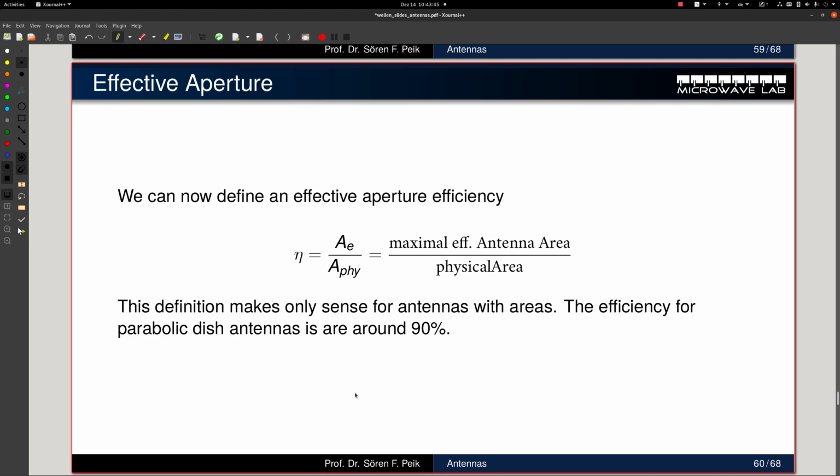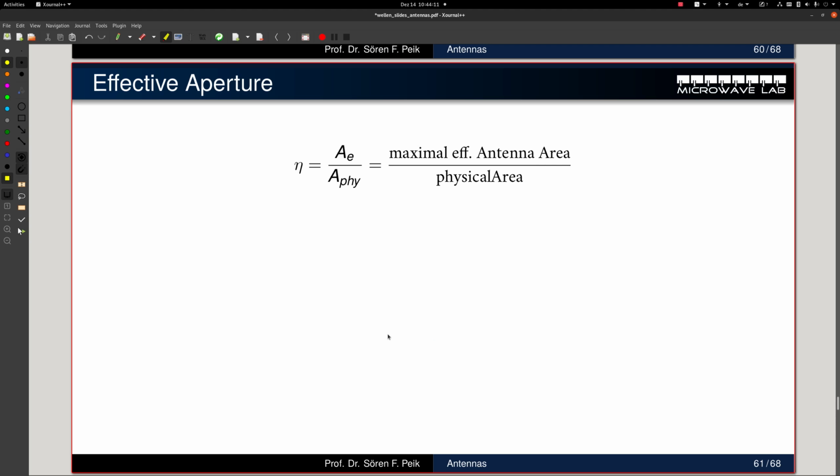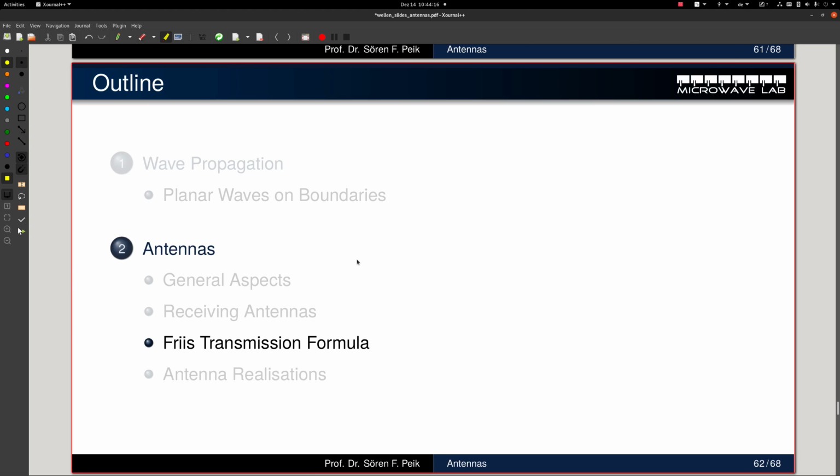Well, here's my slide with the effective aperture. For some reason it went down. I explained this before. My eta is my effective area over my physical area, as I explained. And a typical value is 90%, or I said 60% or so, which I have explained already. Okay, good.